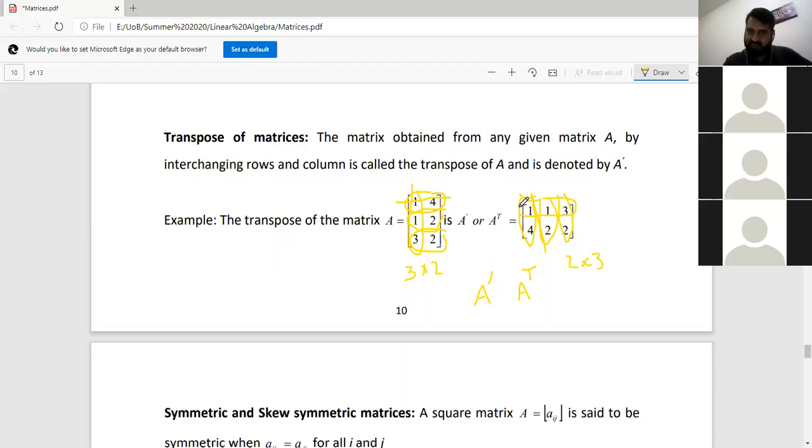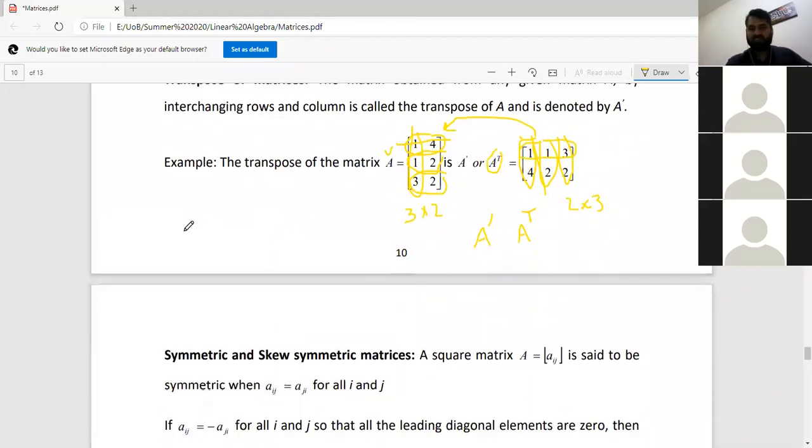And if I take the transpose of this, I will get my A back. You see, if I take the transpose of this transpose, I will get my A back, because if I again change the first row as the first column, the second row as the second column, I will get my matrix back. So if I take A transpose and take the transpose of this matrix, the double transpose will give my matrix back. Okay. So the transpose of A transpose is my A.